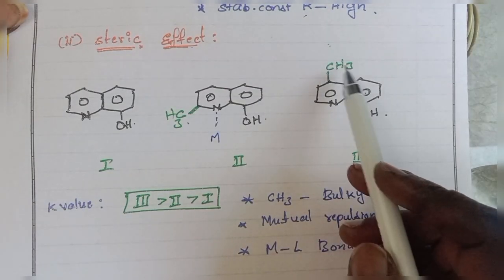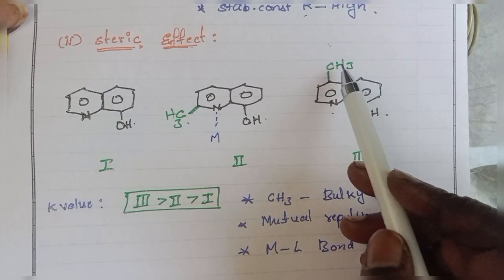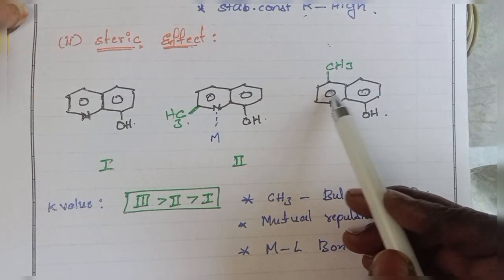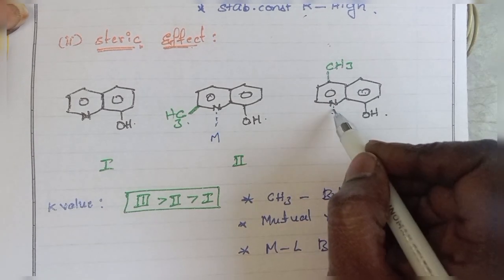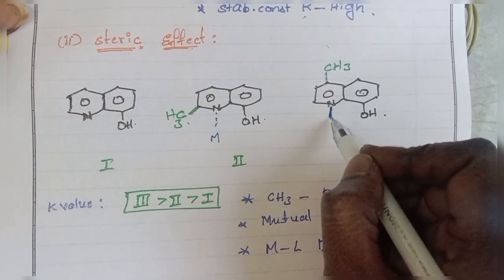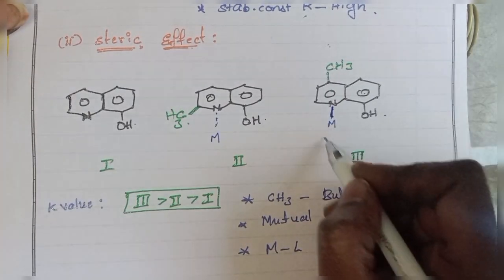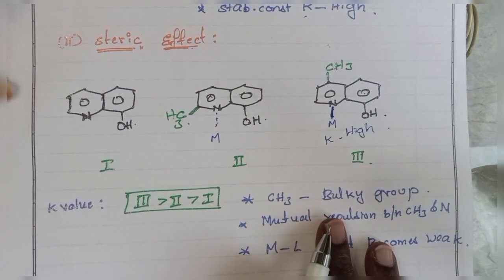When the substituent is far away from the donor atom, what will happen? It is a plus I group, right? So it donates more electrons to the ligand and the basicity of the ligand will increase. Therefore, the bond between the ligand and the metal will be strong. Therefore, K is high. That is, the stability constant is high.